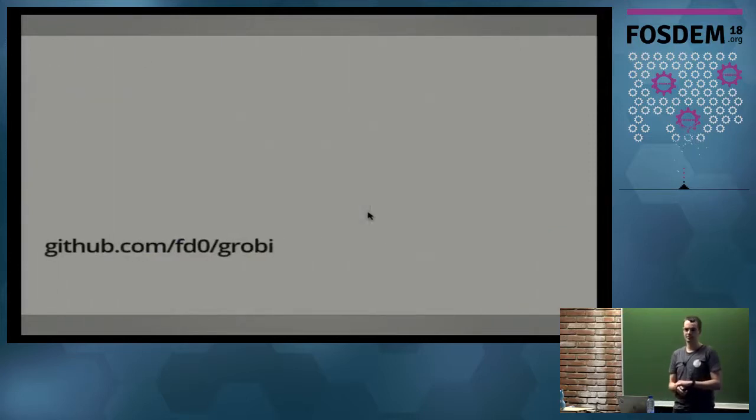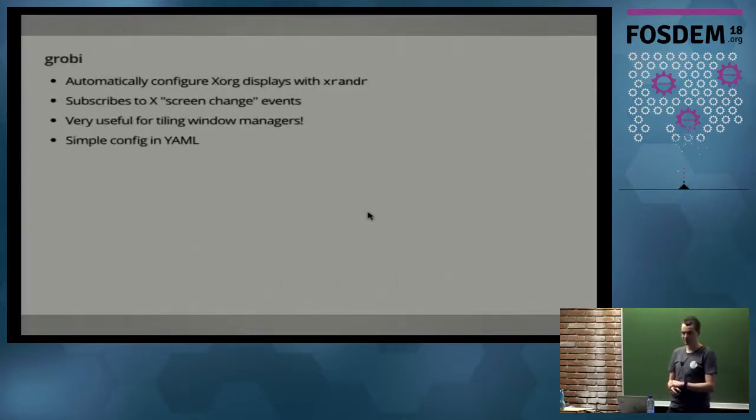Next tool is Grobi, which solves a problem that I had when running the i3 window manager on Linux. Whenever I plug my laptop into the docking station, I need to manually call xrandr and configure all my monitors. I wrote a shell script for that, and everybody has written such a shell script, and this is really, really bad. So I wrote a small Go tool for that, which automates calling xrandr, subscribes to screen change events, so you don't need to call it in a loop, and it has a simple configuration in YAML.